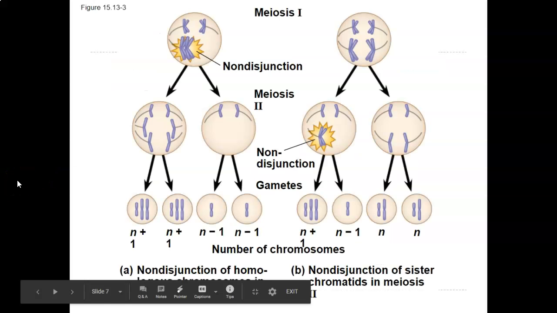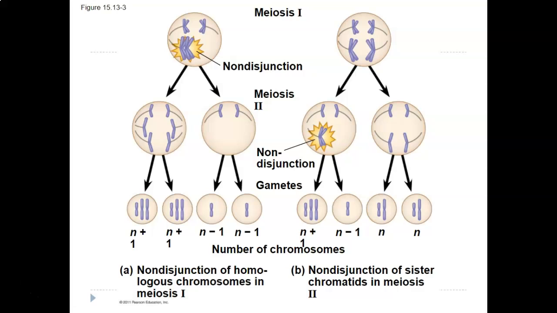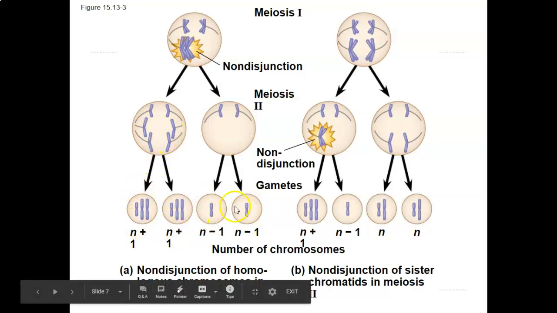So this is just showing meiosis. We've talked about it, but not in any crazy detail. Non-disjunction can happen in two different spots in meiosis. During meiosis 1, it could happen when you have your homologous chromosomes and they split incorrectly, and then all of your gametes are messed up, right? All of your gametes have the wrong amount of chromatids in them. Or it can happen in meiosis 2, right?